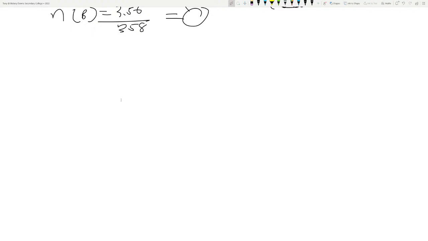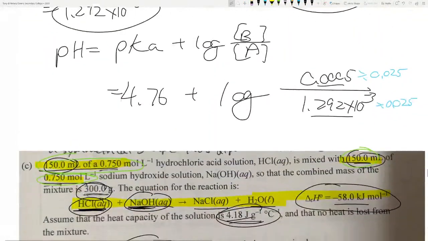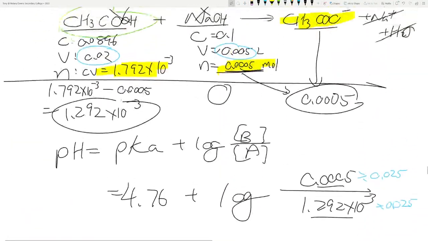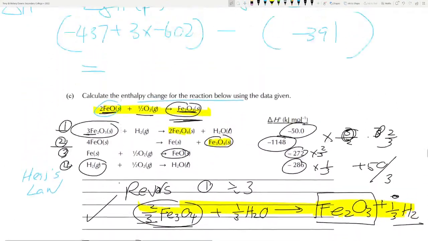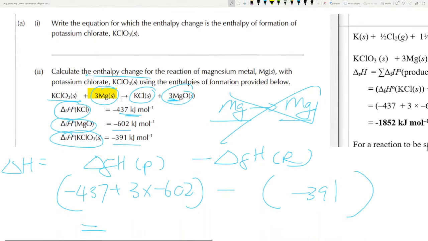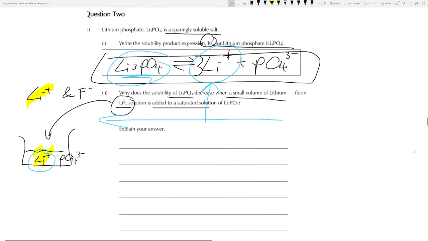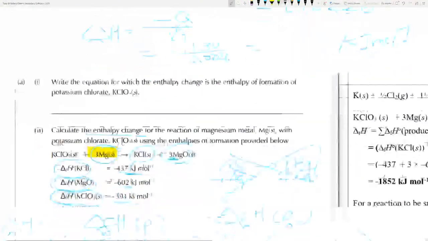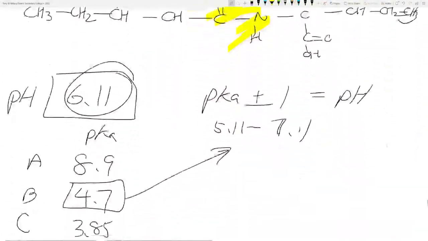Can you do an enthalpy question? We've done quite a few. Maya, we've done this one, MC delta T. We've done the Hess's law. We've done enthalpy of formation. We've done another MC delta T. I think we've done enough enthalpy calculations for tonight.